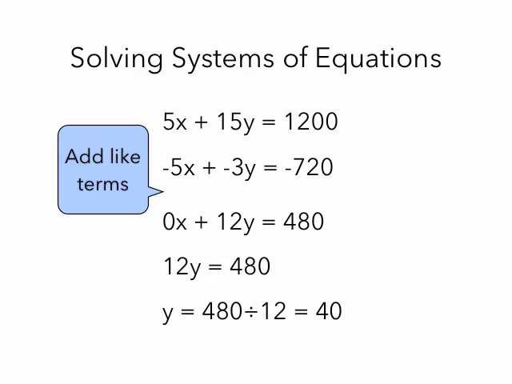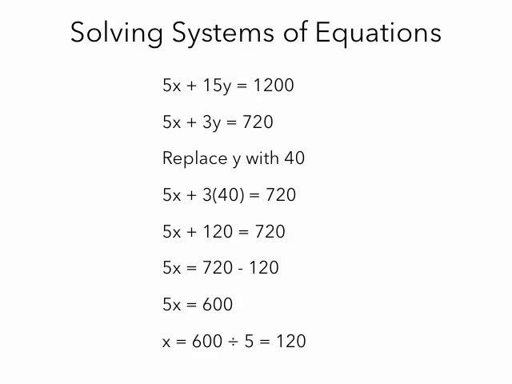Now what we've got to do is plug that y back into our equations to figure out what x is. So we've got these two equations, and I've got to plug 40 back in for y. Do I want to put 40 with 15y or 40 with 3y? Well, 3 is going to be easier to work with, so I'm going to use that second equation, 5x plus 3y equals 720. Replace the y with 40, so we've got 3 times 40 instead of 3y. 3 times 40 is 120, so we've got 5x plus 120 equals 720. We subtract 120 from both sides, we get 5x equals 600. Divide both sides by 5, we get x equals 120.